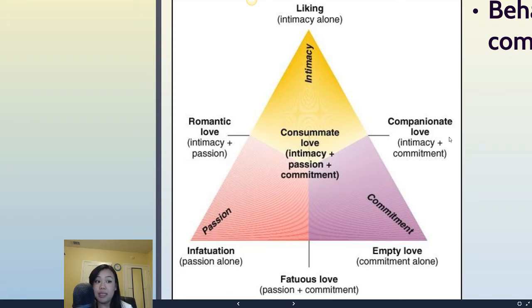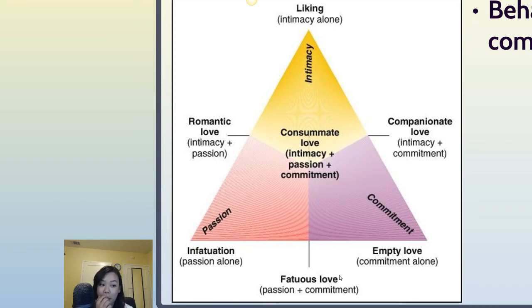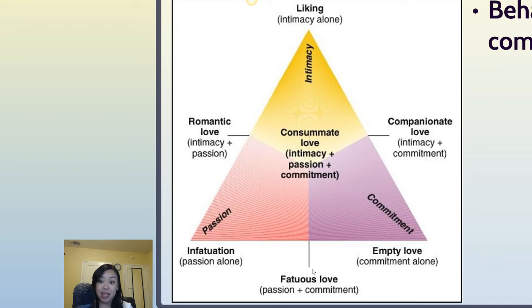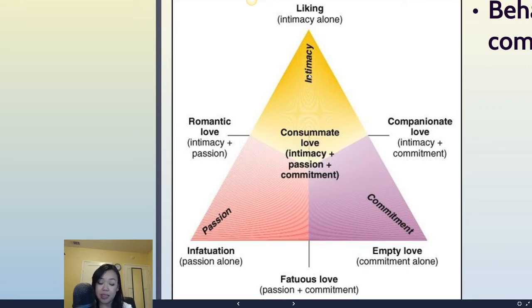If you have both intimacy and commitment, then you have a companion. If you have commitment, that means you have empty love. So without intimacy and passion, you just have empty love. If you have passion and commitment, then you have fatuous love. I know I'm pronouncing that incorrectly, but we're just going to go along with it because that's a lot of vowels at the end of a sentence. So this is when we have just passion and commitment, and so we end up kind of infatuated with another person, but that doesn't mean that we really know them. That's why there's that lack of intimacy, right? If we have just passion, then we just have infatuation without the commitment.